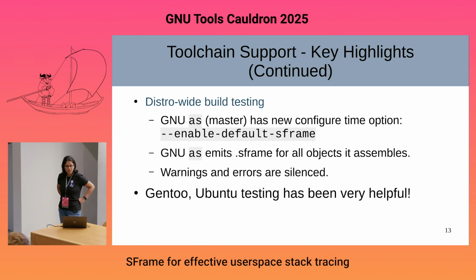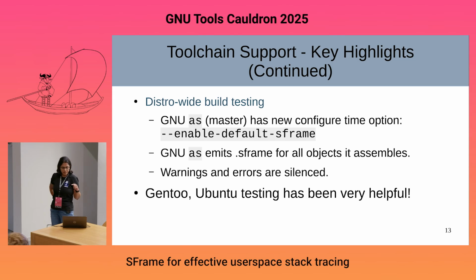Next, this was an option added by Sam. Basically, there is an option called enable-default-sframe. This allows you to build an assembler which can emit an SFrame section for whatever it assembles on the targets where SFrame is supported. So this helps you easily build a whole lot of user space with SFrame enabled.